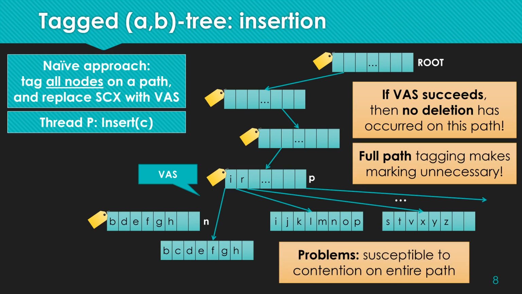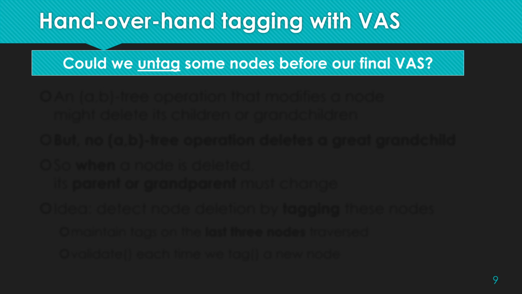Now, unfortunately, full path tagging has some problems. There are a lot of tags, and this makes us susceptible to contention on the entire path, even if it would be perfectly fine for some update to happen concurrently in some upper part of the tree, on some upper portion of our path, while we're navigating some lower part of the tree. That'll cause us to fail our validate and swap here, possibly unnecessarily. So you might wonder, could we untag some of those nodes before our final validate and swap in sort of a hand-over-hand fashion, like you might do hand-over-hand locking?